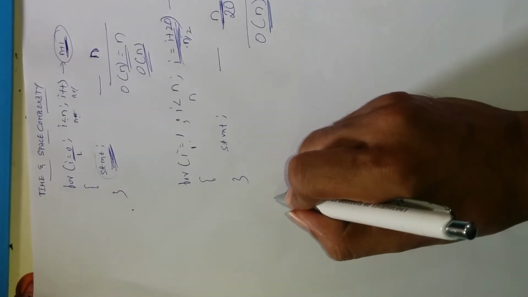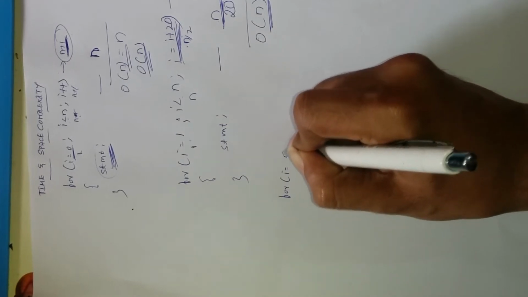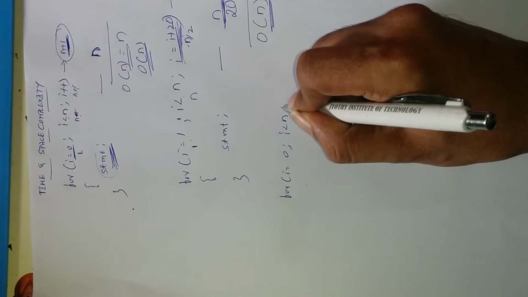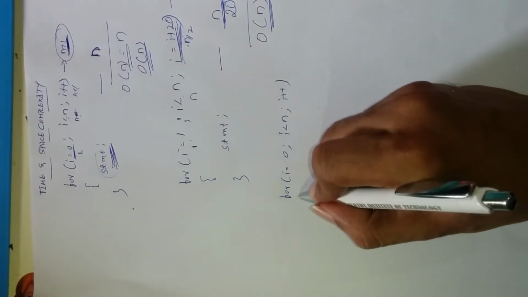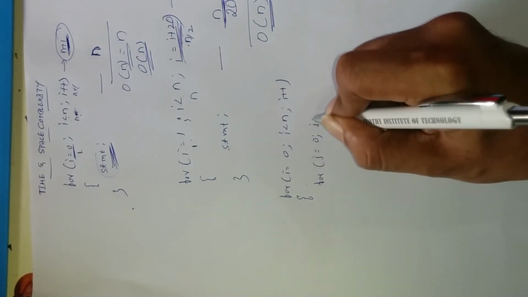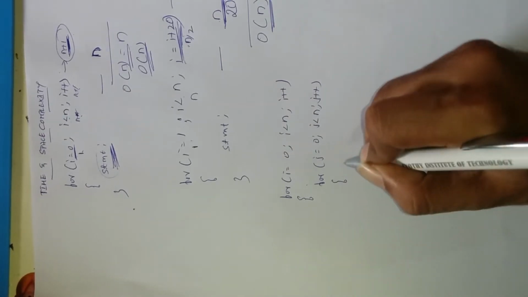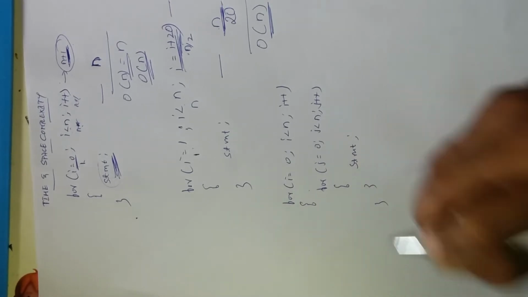So, we'll take a nested loop: for i is equal to 0, i less than n, i plus plus. Next, a loop for j is equal to 0, j less than n, j plus plus. Open the brace, write the statement, and close the brace.